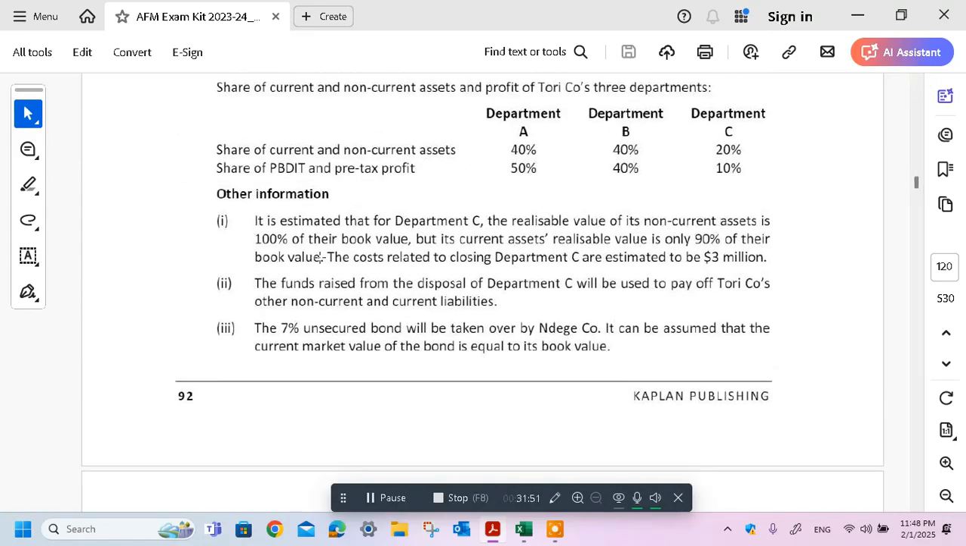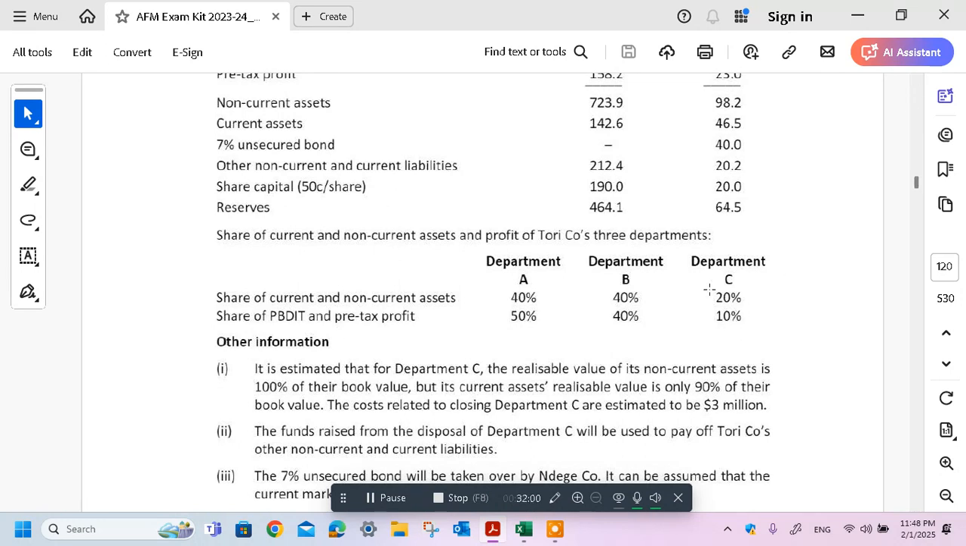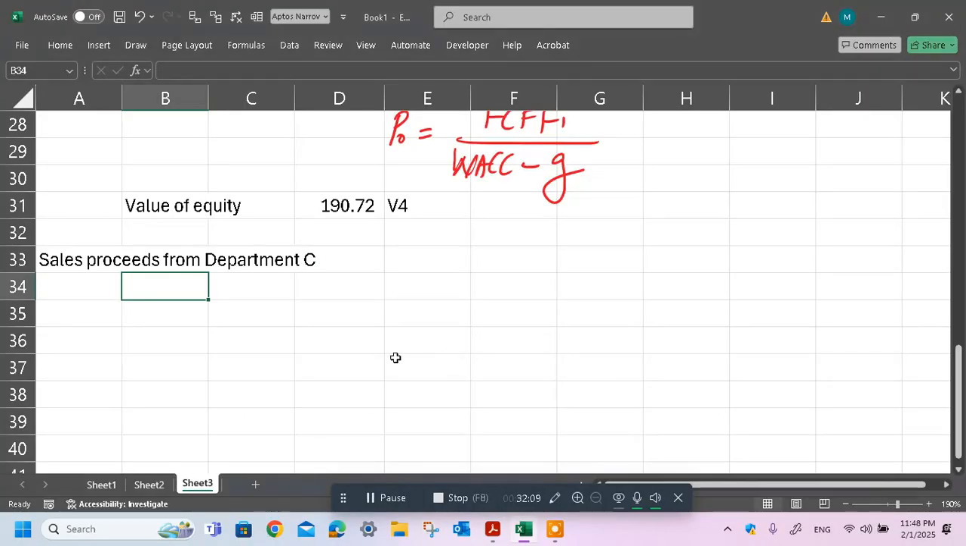There you go. It is estimated that for Department C, the realizable value of non-current assets is 100% of their book value. Good. So 20% of the assets are from Department C. Look here, non-current assets of overall Tory is 98.2. 20% is from Department C. So 98.2 into 20%. This is the non-current assets book value. You get the same value when you are selling. They say 100% realizable. Good.